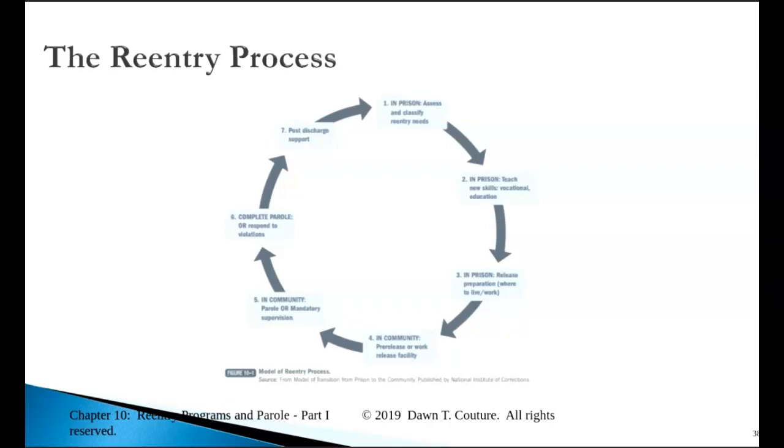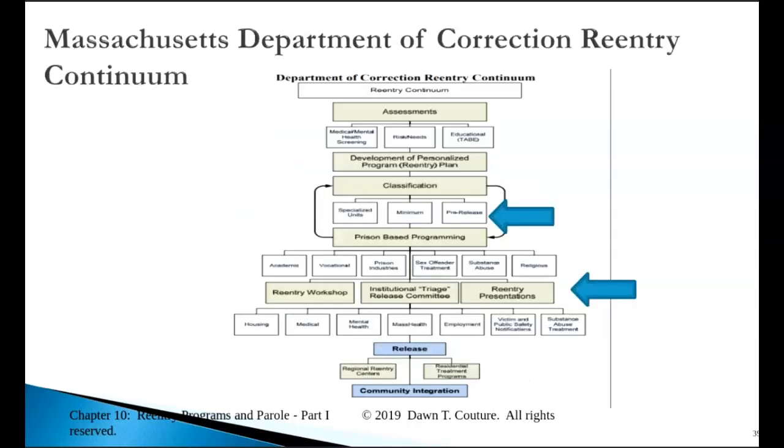Okay, let's see, where am I going? The reentry process accelerates as the person moves closer either to their wrap-up date or to their parole eligibility date, in a state like Massachusetts that has discretionary parole, or in states that have mandatory parole. As that person moves closer to that parole date, it's important that someone be paying close attention to getting the person ready to be leaving. So this is a continuum of reentry.